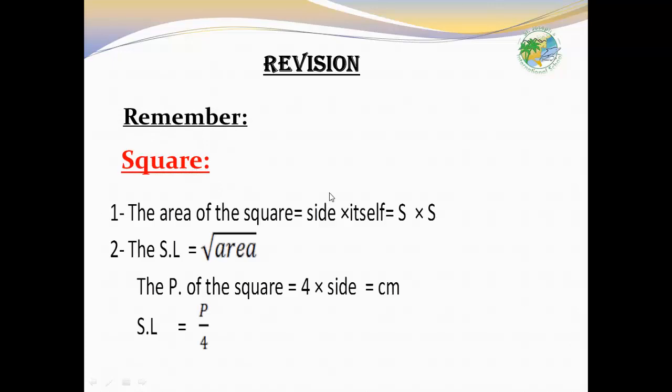Revision. Remember the square. Everyone knows the area of a square equals side length times itself, side times side. If we want to find the side length of a square, it equals the square root of the area. The perimeter of a square equals 4 times side length. The answer is in centimeters. Side length equals perimeter over 4.